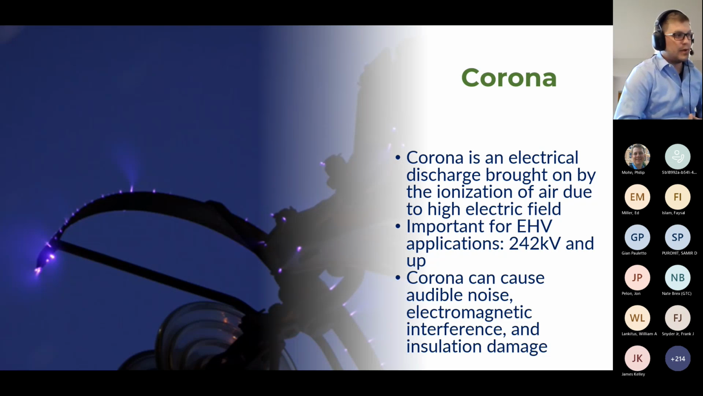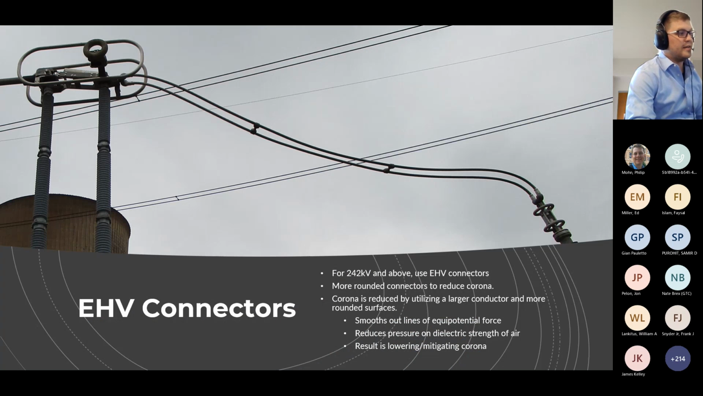One topic I always like to bring up as well is corona. As you get to the higher voltages, corona becomes a factor and plays a larger role in the design of connectors. Usually when you get to over 230 kV and above, corona will cause audible noise, electromagnetic interference, and insulation damage. So what you'll notice in terms of connectors themselves is that they will start to be a little more smooth. They won't have as sharp edges. This will reduce the pressure of dielectric strength of air and help mitigate corona.